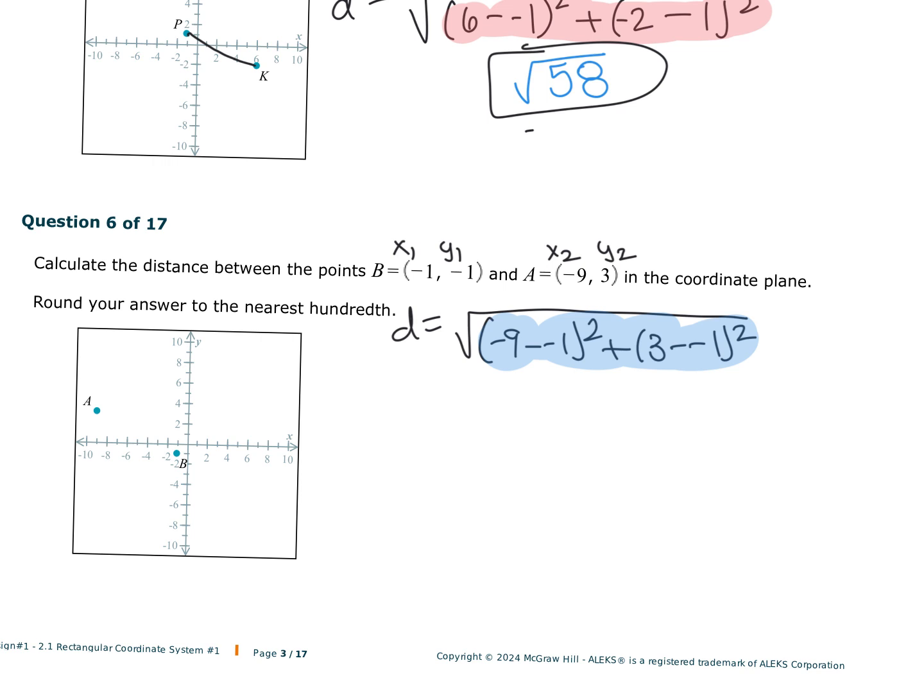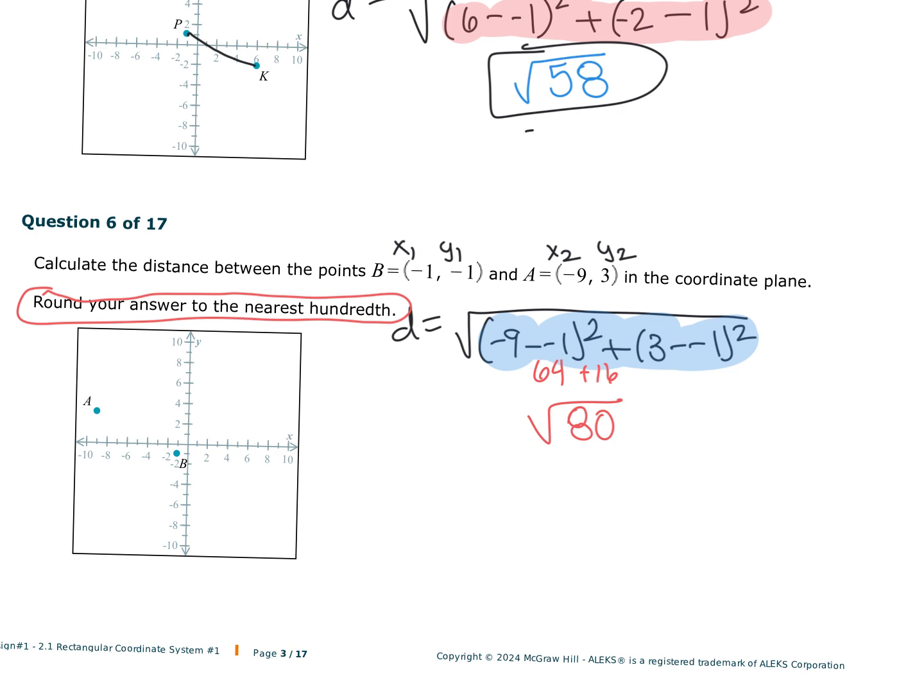Did you guys get 80? Awesome. Okay, so I get 80. Now, if I did that by hand, it would be -8 squared, which is 64, plus 16. So either way, I end up with the square root of 80. Now, I can simplify the square root of 80, but I'm not going to do that. Do you know why? Because it asks me to round my answer to the nearest hundredth. That is going to be 2 decimal places. So this is when I actually have to have a calculator for this problem.